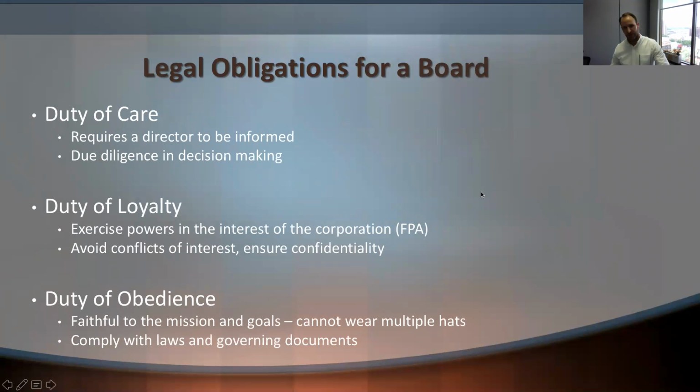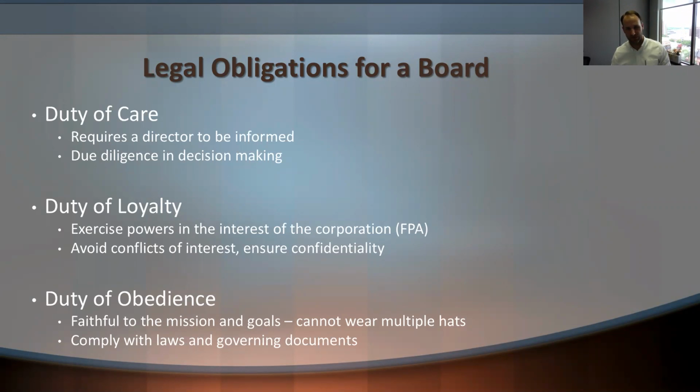What are the legal obligations of a board? There's 3 main fiduciary duties that apply to each board member. That's the duty of care, the duty of loyalty, and the duty of obedience. Duty of care is basically a requirement that a board member exercise that level of care that a reasonably prudent person would exercise under similar circumstances. In other words, board members need to make reasonable efforts to attend board meetings. They need to make reasonable efforts to actively participate in the board meetings, and they need to make sure they're reasonably informed on items before voting on them.